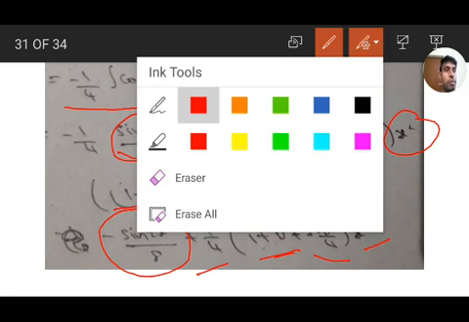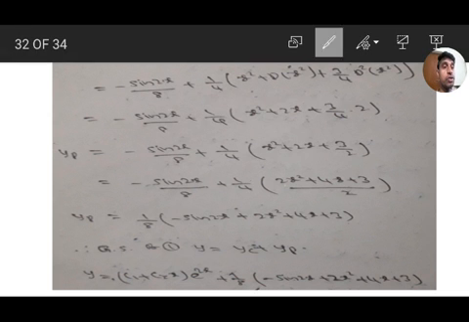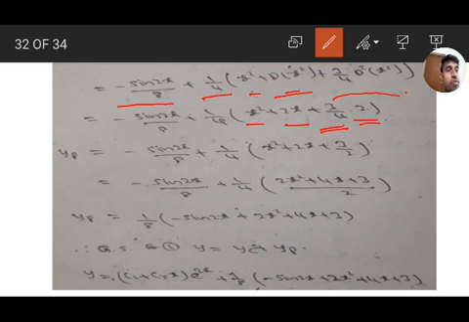Next, differentiating term by term, minus sin 2x by 8 is as it is. Next, 1 by 4 of 1 into x square, plus D of x square, plus 3 by 4 of D square of x square. D of x square, the derivative of x square, is 2x, and D square of x square, the second order derivative of x square, is 2, so 3 by 4 of 2.